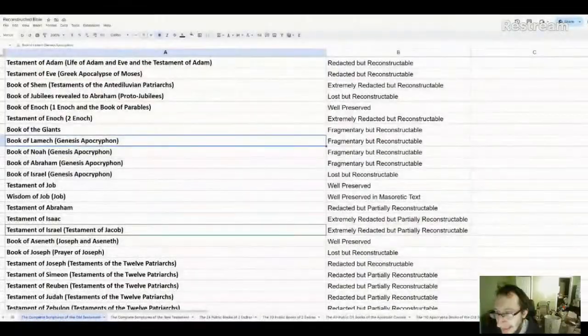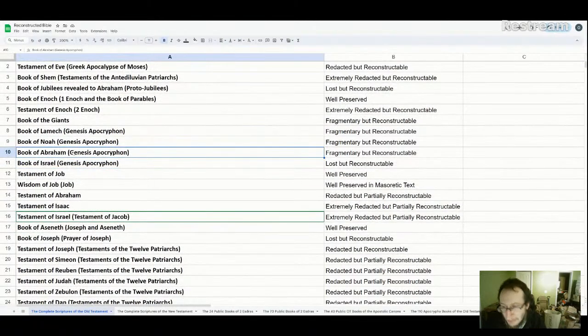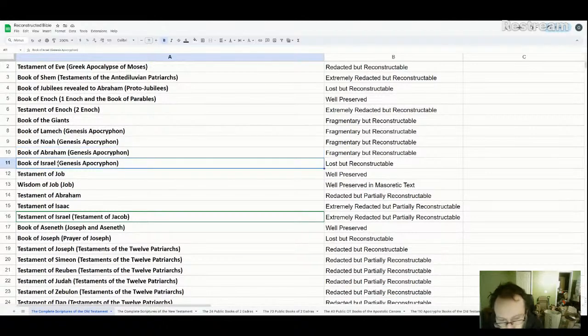So now, with that said, then we have the Book of Abraham. So once again, in the Genesis Apocryphon scroll, it preserves the fragments a lot better than the Book of Noah. However, the ending of the book, unfortunately, we do not have. The scroll cuts off and the rest of the scroll is missing. So I believe the rest of the Genesis Apocryphon would have had the rest of the Book of Abraham, and it would have had the Book of Jacob, or as I call it, the Book of Israel.